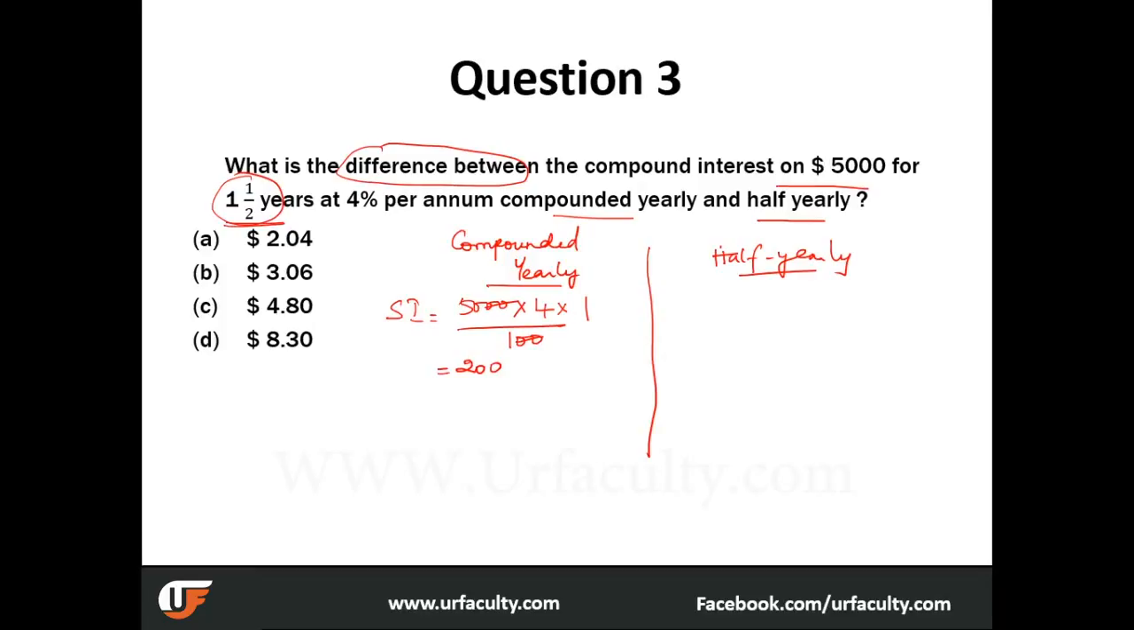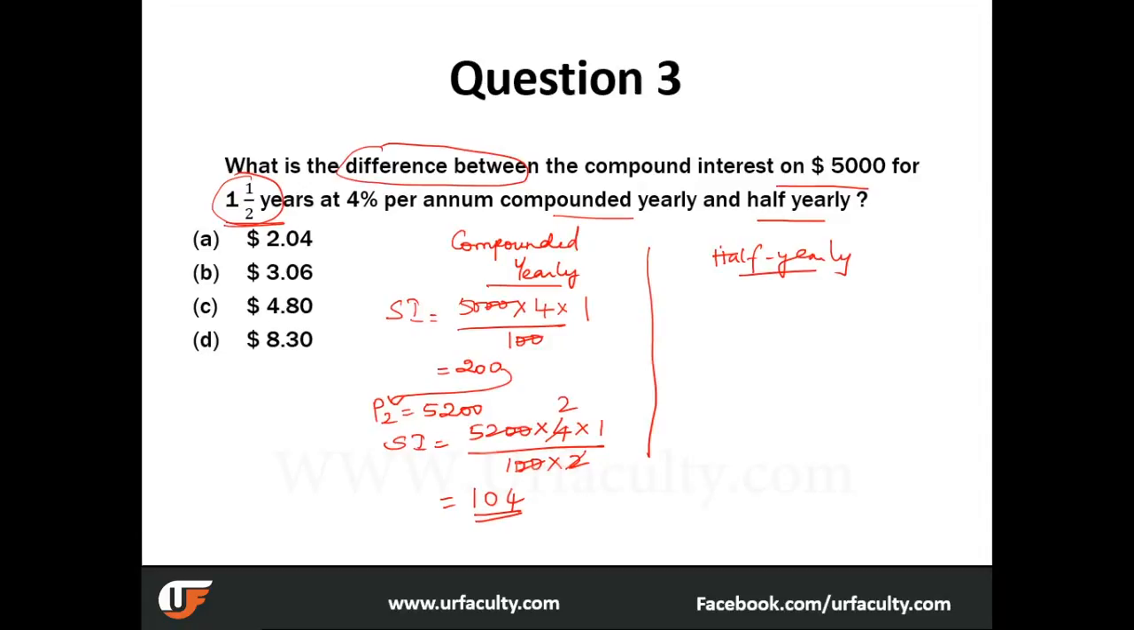Right? Now this is added to the principal 5,000, and your new principal becomes 5,200. And again we do a simple interest calculation to arrive at the value for 6 months, right? Because this is 1.5 years, right? So 4 into 1 by 100 into 2. This is half yearly. And what do you get? You get 104.